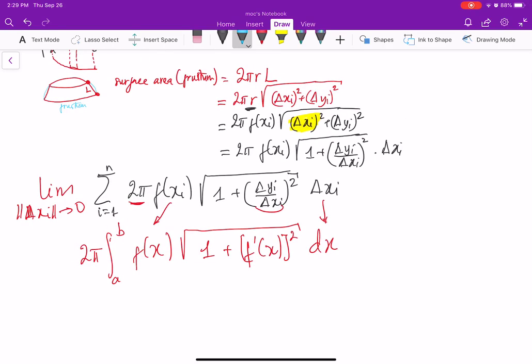So now we will use this formula to solve a couple of problems. That is surface area.